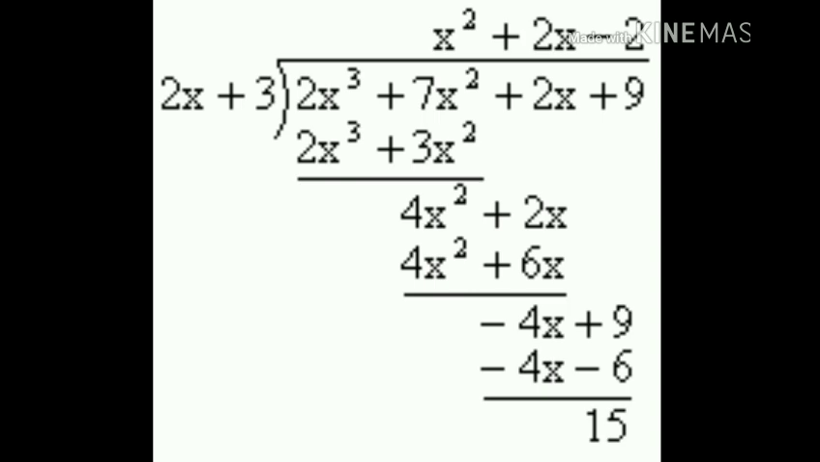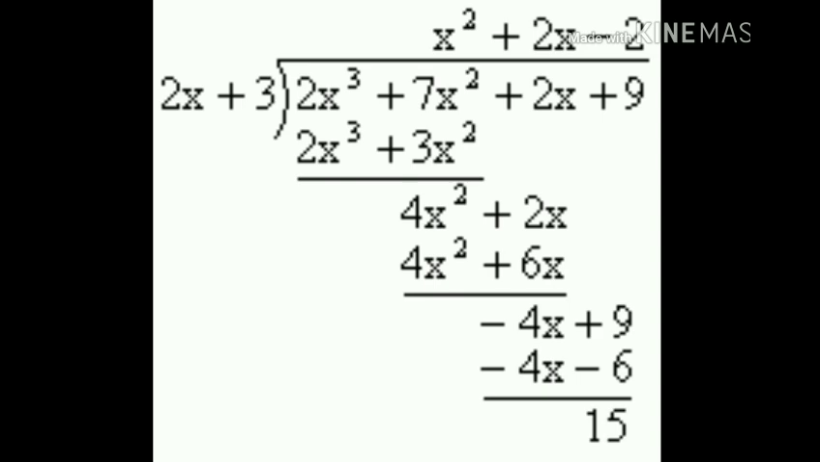This is how you divide polynomials using the long division method. The given here is 2x cubed plus 7x squared plus 2x plus 9 divided by 2x plus 3. First, you need to divide the first term of the dividend by the first term of the divisor. So the first term of the dividend is 2x cubed and the first term of the divisor is 2x. So 2x cubed divided by 2x is equal to x squared. You put your answer on top of the second term of the dividend.